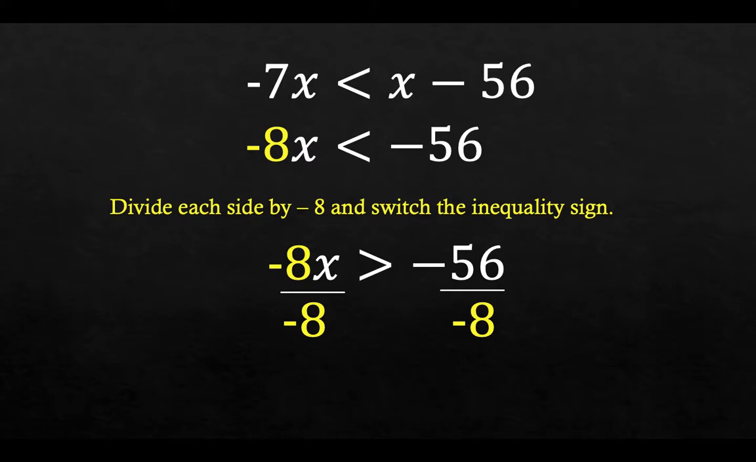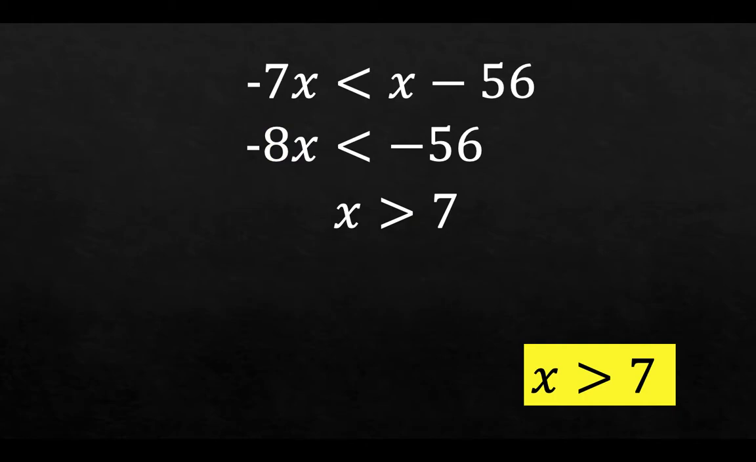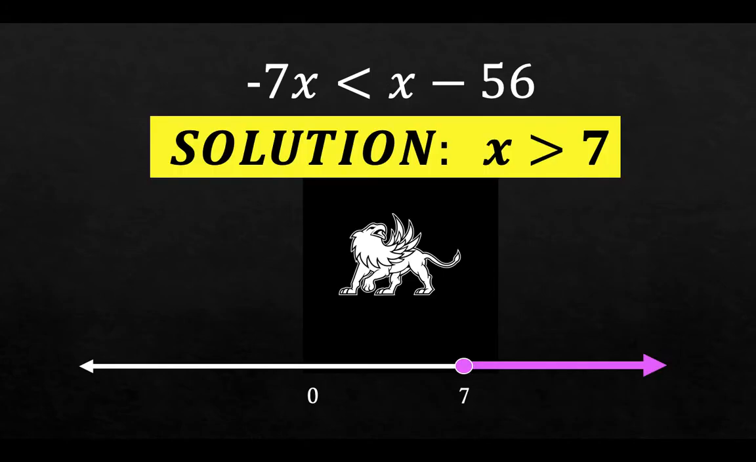My next step is that I must divide both sides by negative 8. So that means I do need to switch the direction of the inequality sign. So in this next step, I find that I ultimately end up with the value x is greater than negative 7. So my solution will look like this on the number line. At negative 7, there's an open circle, and all values that are larger than negative 7 are the solution set for this inequality, negative 7x is less than x minus 56.